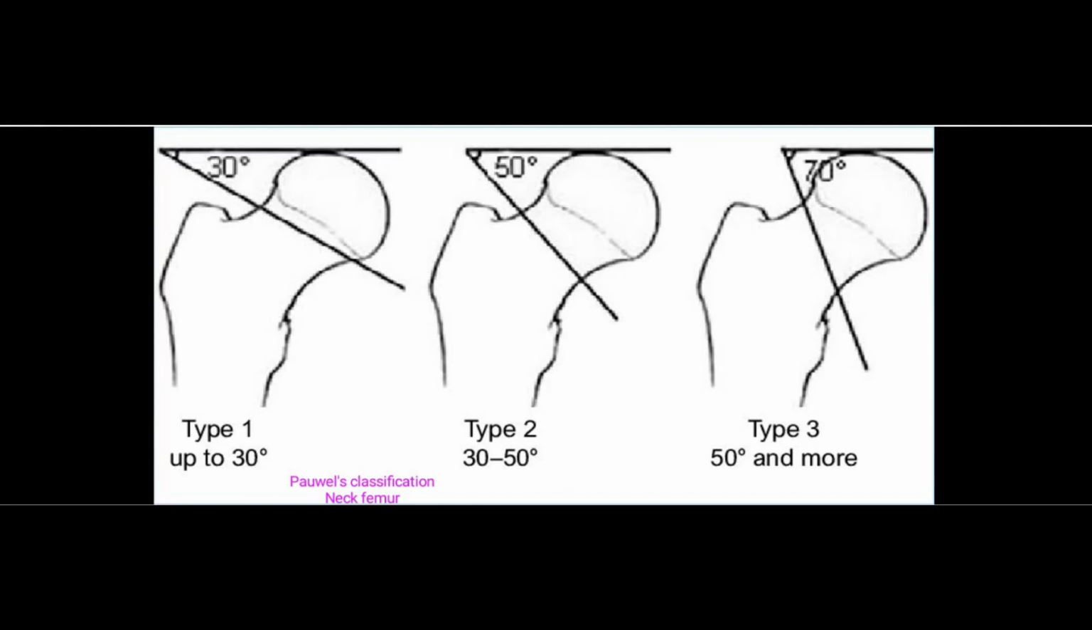In this we determine the angle of the fracture line from the horizontal. If it is up to 30 degrees, then it is type 1. In type 2 it is 30 to 50 degrees, and in type 3 it is 50 or more. So 30, 30 to 50 and 50 or more. Powell's classification is basically linked with the angle.